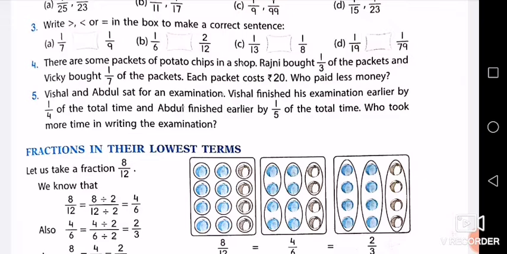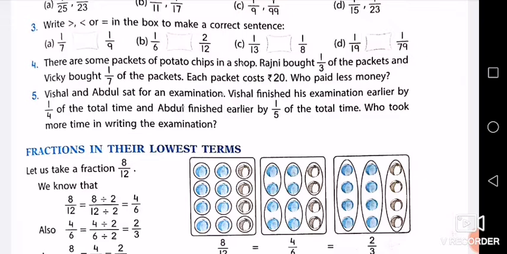Then who will pay more money or who will pay less money? Obviously, whose fraction is lesser, that person will pay less money. So in this question, Vicky paid less money for the chips. Now in this question it is not asked what the cost is, or what money was paid by Rajni or by Vicky. The only question is who paid less money.